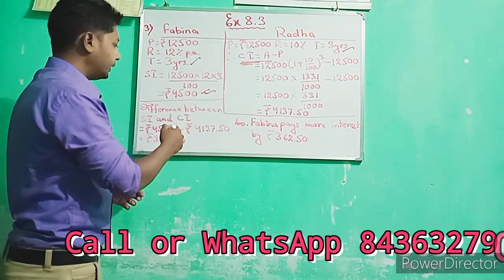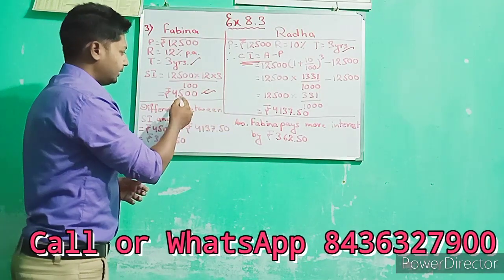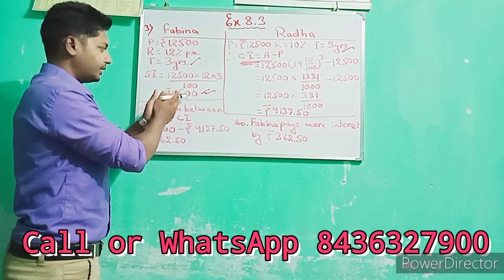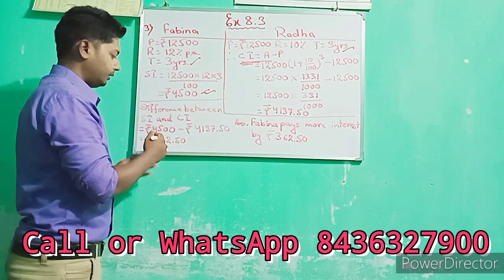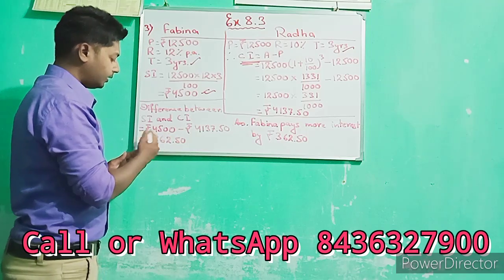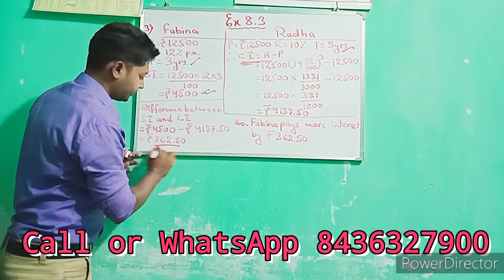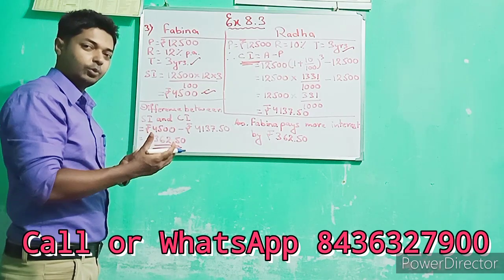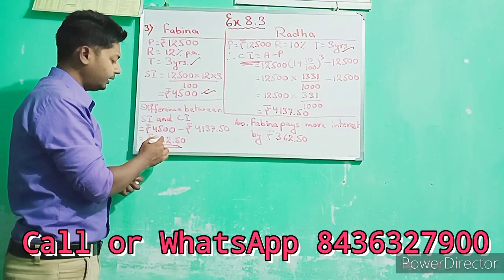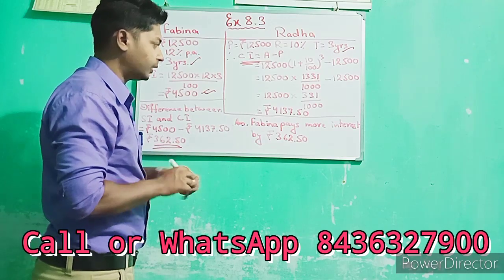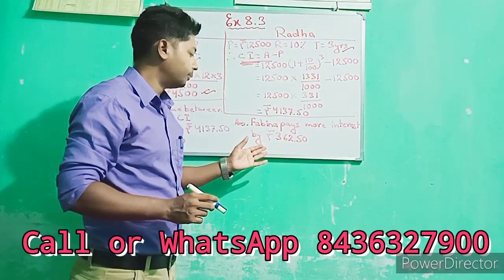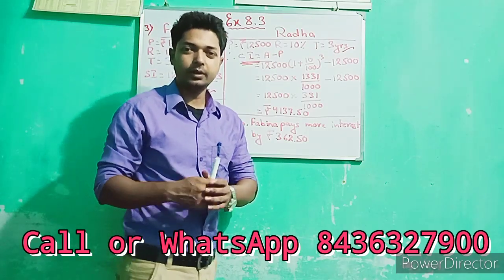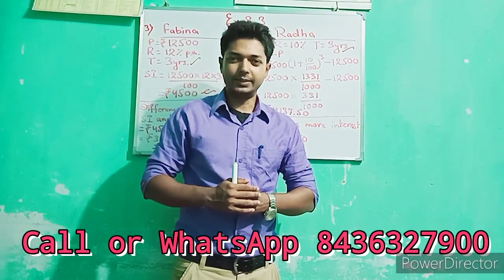So how do we calculate the difference? The interest in SI is more than the CI. After subtracting, we get how much the interest is more by. It's more by 362.50. So Fatima pays more interest by rupees 362.50. Okay, let's go down to the next sum.